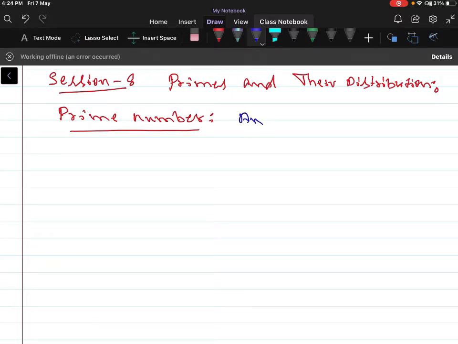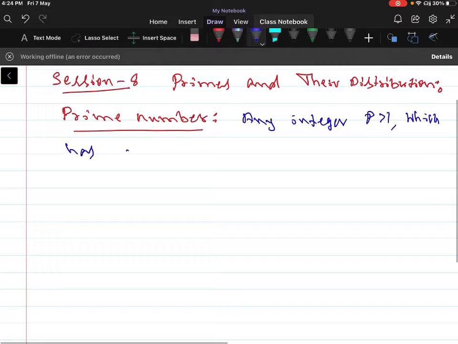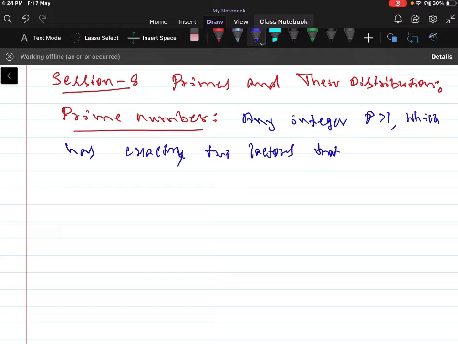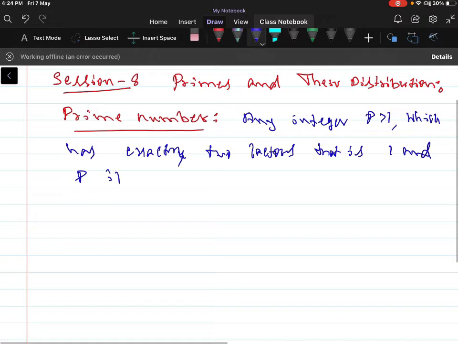Any integer p greater than 1 which has exactly two factors, that is 1 and p itself, is known as a prime or prime number.